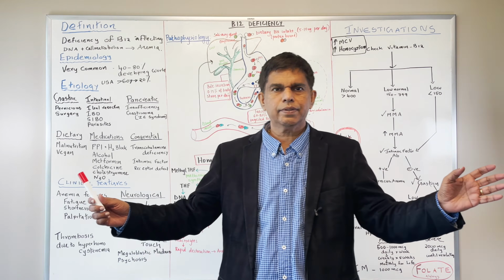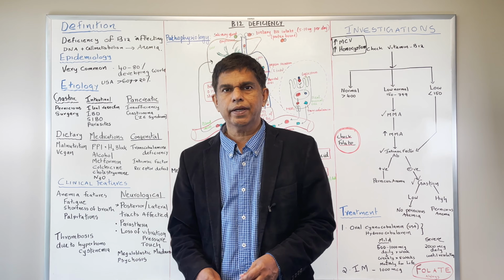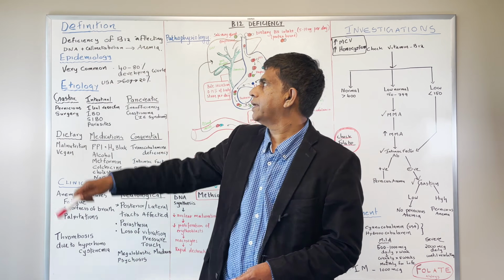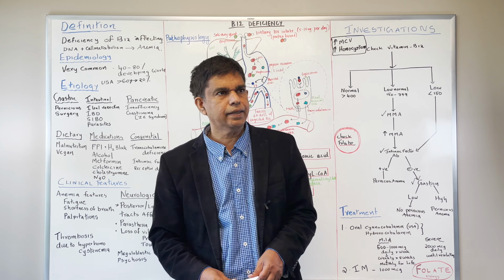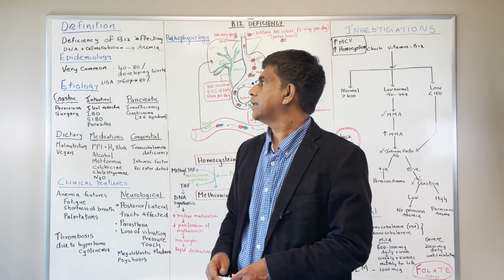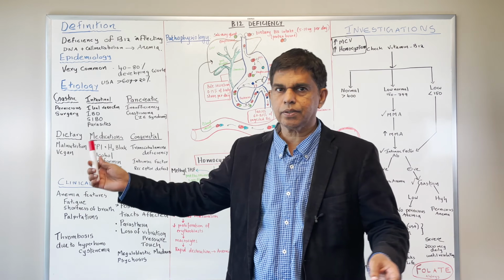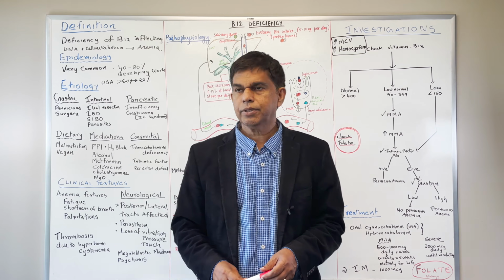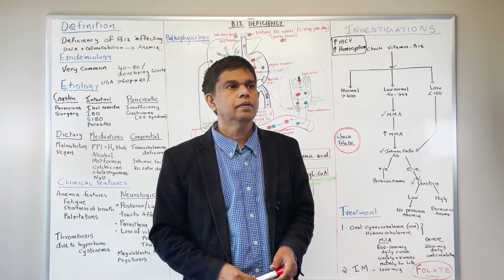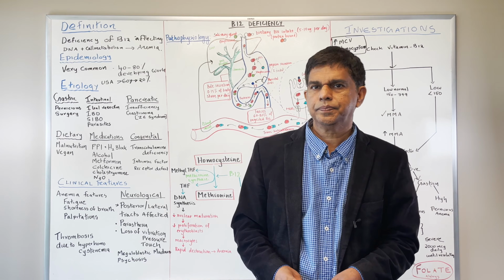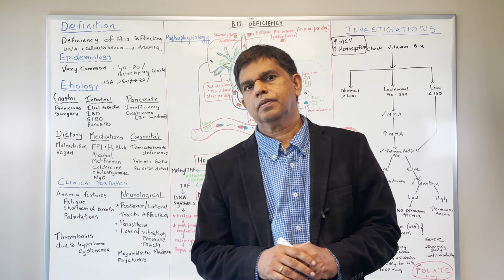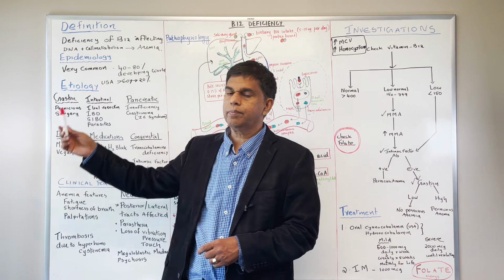So let's start with everything. What is the first thing we have to do? Define it, right? Yes. So deficiency of vitamin B12 affecting DNA and the cell metabolism, right? And what does it cause? Anemia and all of these other complications, right? So somebody tell me the definition one more time. The deficiency of B12 affecting the DNA and the cell metabolism. Okay, very good.